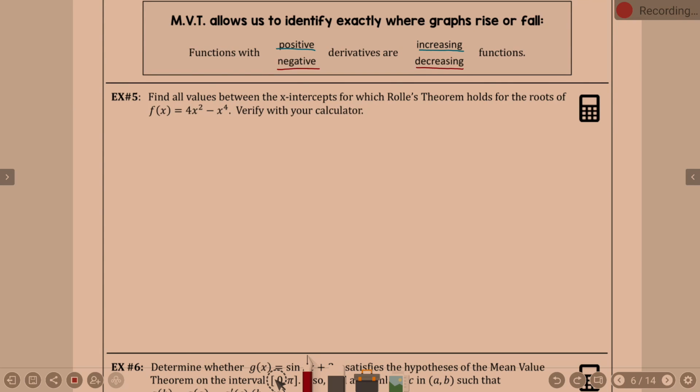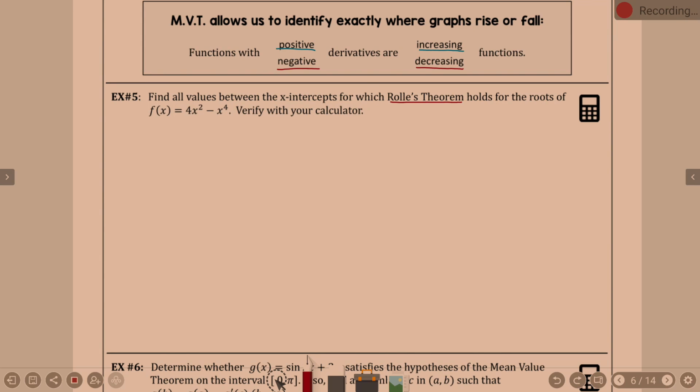Example 5. Find all values between the x-intercepts for which Rolle's theorem holds for the roots of f of x equals 4x squared minus x to the fourth. Verify with your calculator. If it talks about for which Rolle's theorem holds, yes? So they're going to equal each other.